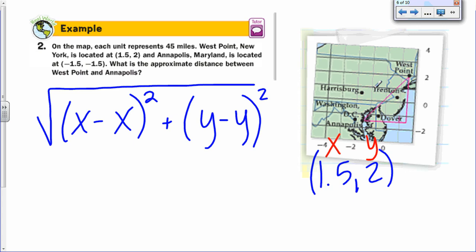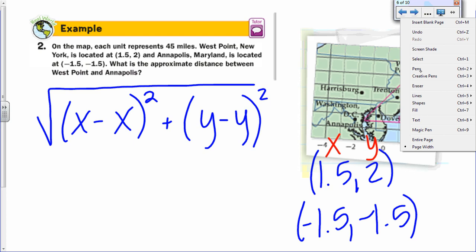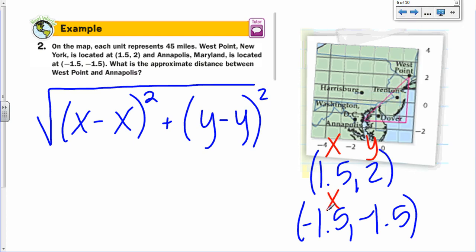So let's see, my other one was negative 1.5 and negative 1.5. So we've got an x and a y. With this formula, it doesn't matter which x you start with or which y you start with, because you're subtracting them and squaring them, that part doesn't matter. So I'm going to take both of my x's, 1.5 and negative 1.5, and plug them in for my x's.